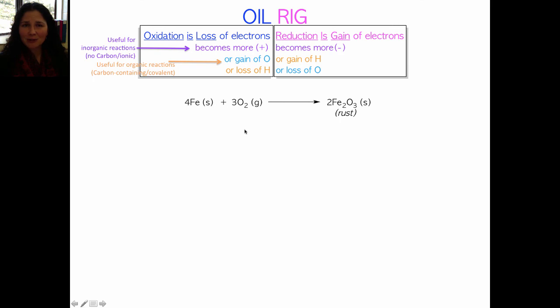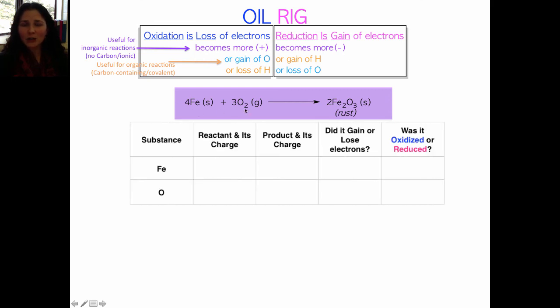Notice that the reaction in front of you is an inorganic reaction. It does not contain any carbon. Therefore, it fits into the purple rule category. And when we are trying to identify whether iron or oxygen is oxidized or reduced, it's helpful to use the table underneath the reaction to keep track of these things. In general, what you'll do is identify the elements in the reactants and products, and identify their charges. Notice over here that we have an ionic compound.